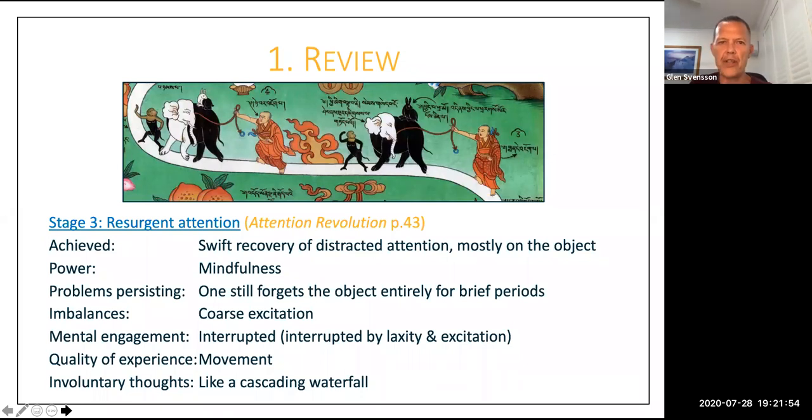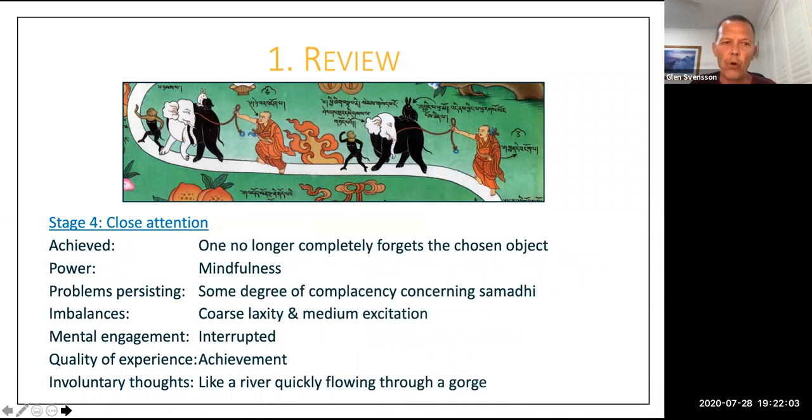That's what it means to be at stage 3. And so that's the measure we have at each stage, that it's the average experience. So now if we move to stage 4, called close attention, now our mindfulness is getting very good, so much so that now we can hold the object the entire session without ever completely losing it, because our mindfulness is getting a lot better.